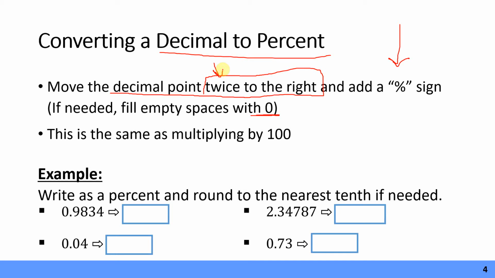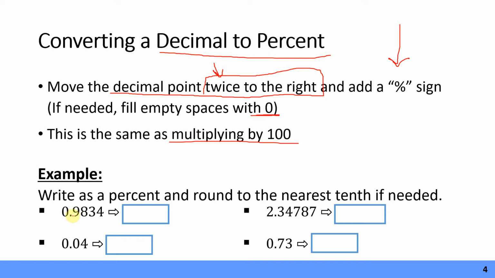Other people just prefer to not worry about the rule, and they simply multiply by 100. Those 2 things are exactly the same thing. So whichever one you prefer, go ahead and do that. Just make sure that at the end you do add the percent sign. So we're going to go ahead and give this a try real quick. Here for the first problem, we have a decimal and they're asking us to move it to make it into a percent, and they are asking us to round.